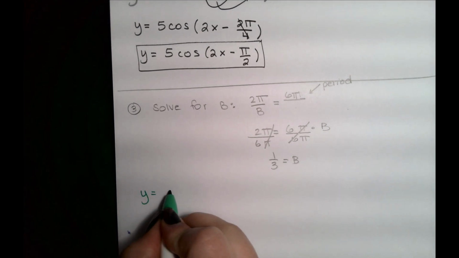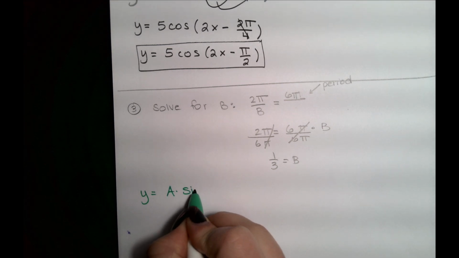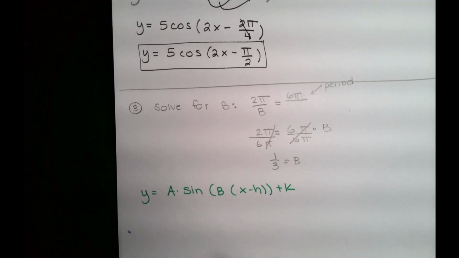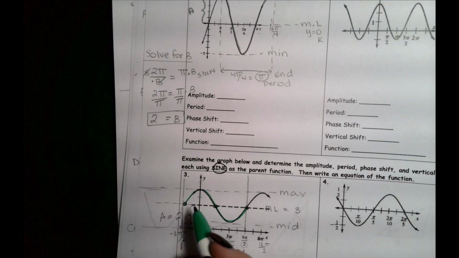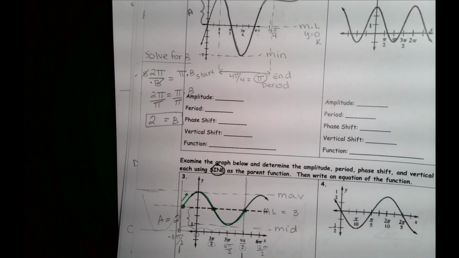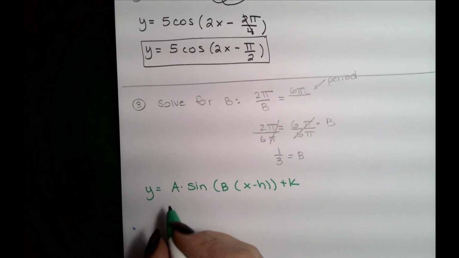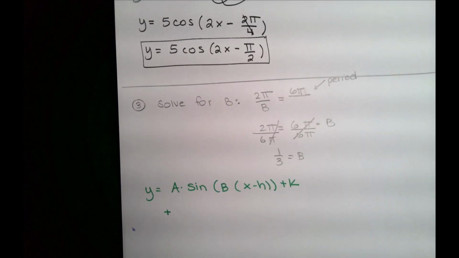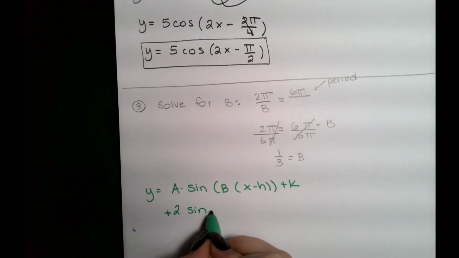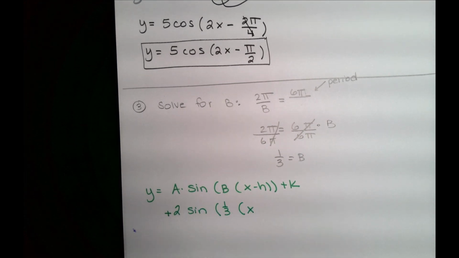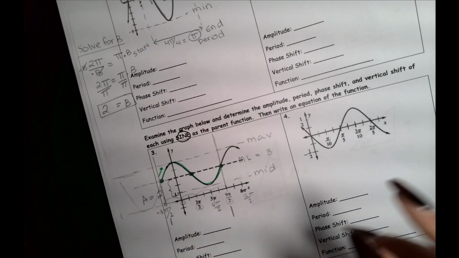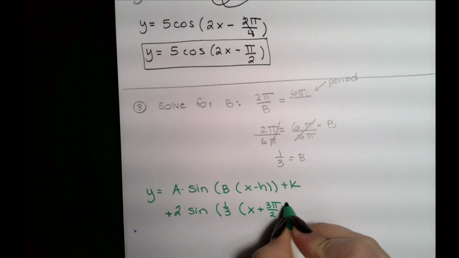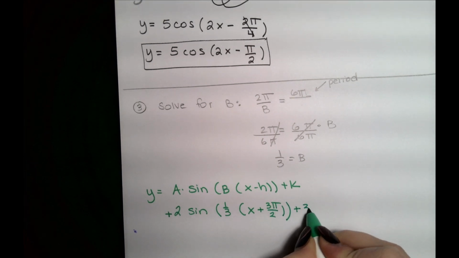Y equals a times sine of b of x minus h plus k. We have a sine wave that is starting on the midline. We are going up. That means we are increasing. That means we have a positive sine wave. Our amplitude was, how far up did we go? 2. And how far down did we go? 2. Our b value was 1/3. Opposite of what we see, our start value was a negative 3 pi halves. So I'm going to write a positive 3 pi halves, opposite of what we see. Our midline was at 3, so I'm adding 3.